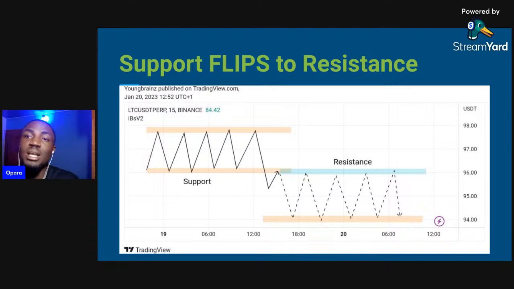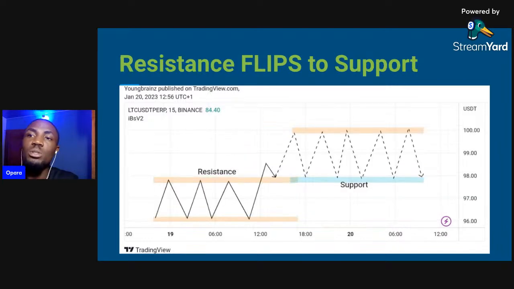Okay, so this is just a clear situation of when a support flips to a resistance. Of course, you can see it, I have now marked it with the blue region. What was previously the bottom now became the top, and then a new support was formed. Right? So let's go. The same thing happens with the resistance.